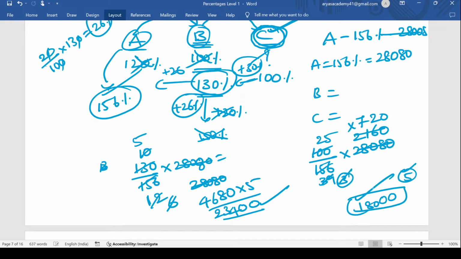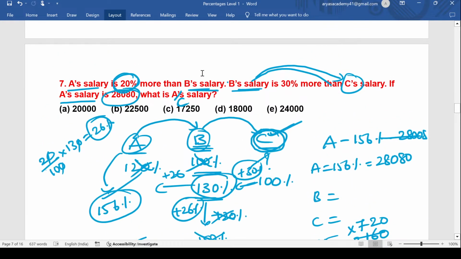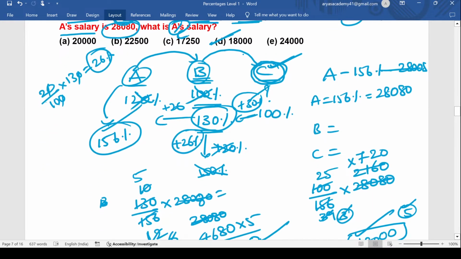So the salary of C is how much? 80,000, which is the option D. So here instead of A, it has to be what is C's salary. So we are asking you to find out the salary of C. So hope you understood.